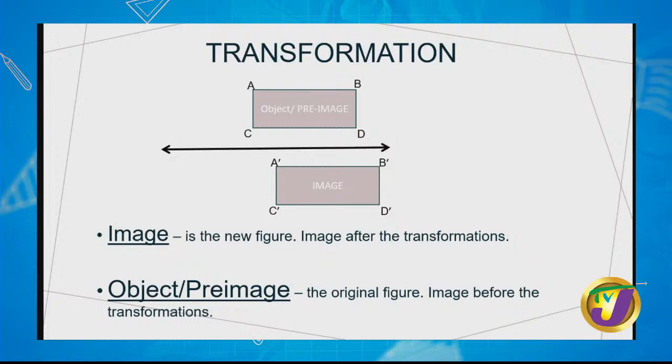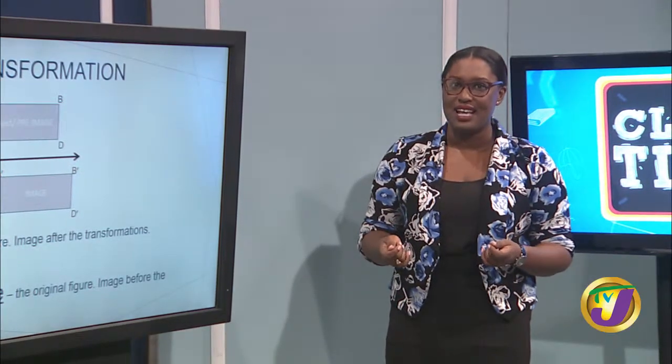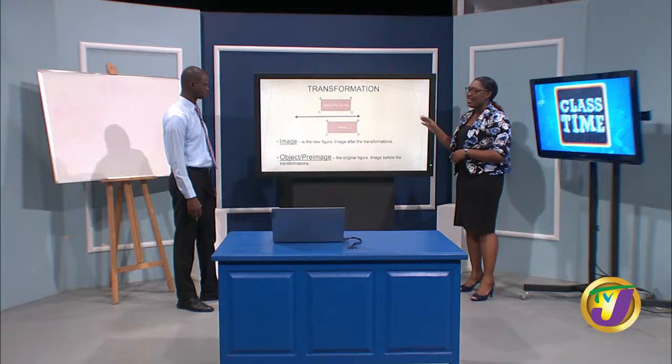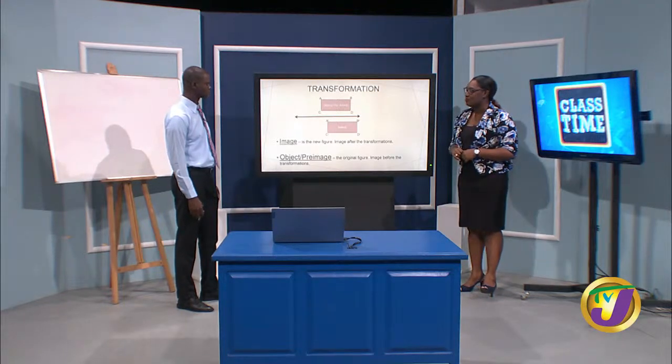I'm seeing a difference in terms of the labeling as well. For the object, we had A, B, C, D, and for our image, we had A prime, B prime, C prime, and D prime. That simply meant that the location changed for these particular points. So it's showing that the location for the points changed.